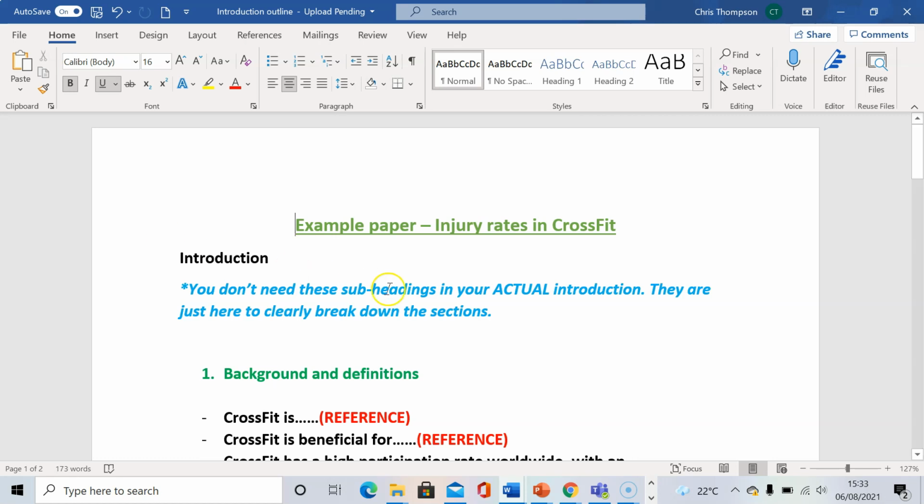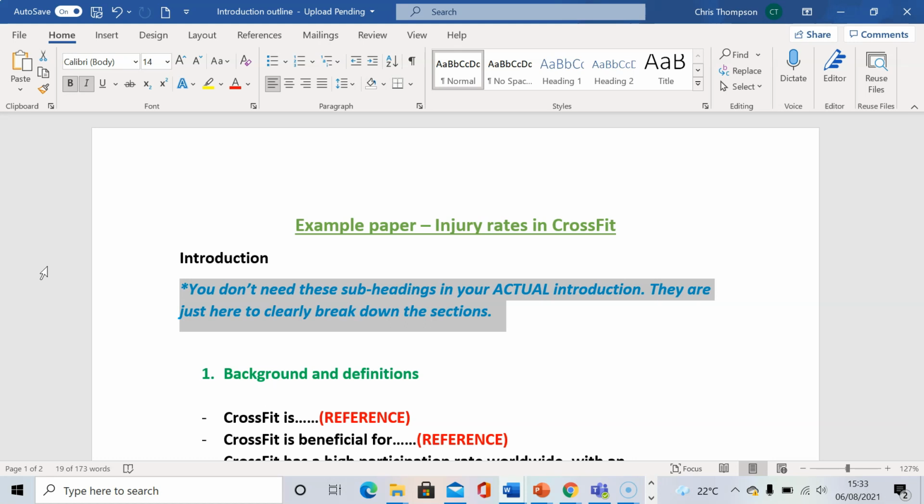You can see number 1 there. But just before I go into that, I just want to say to you, you don't need these subheadings in your actual introduction. They're only here so I can clearly break down what each paragraph looks like. When you're doing your draft version, maybe put those subheadings in, make sure you're on the right track, but don't put them in at the end.